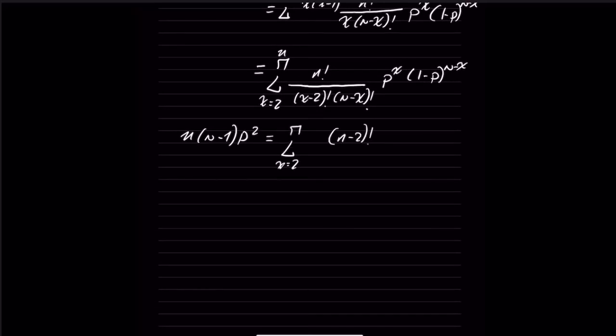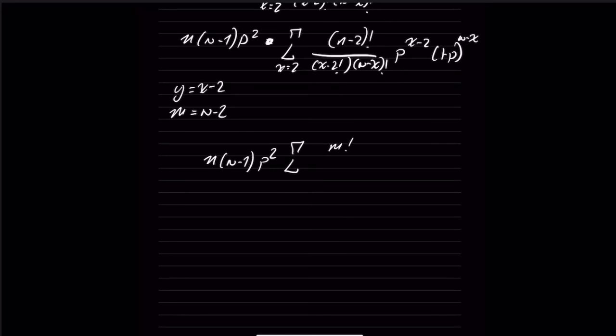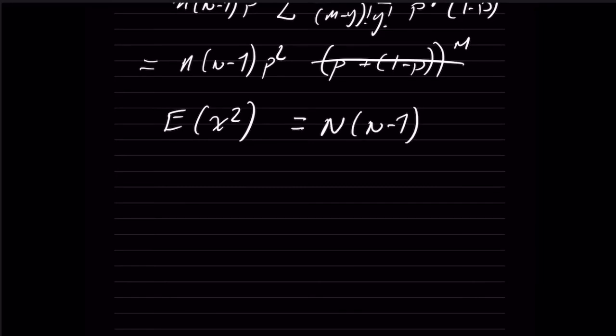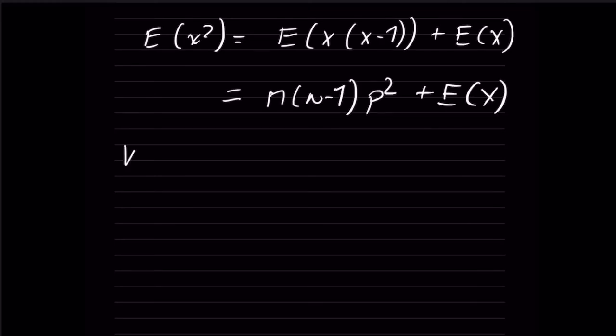Like before, we can pull out our top terms, and again we use the same trick, only this time we have to set our values a little bit differently. We set y equals x minus 2, and m equals n minus 2. And of course, like before, this value will completely cancel because it is just equal to 1. So that means E of X squared equals n minus 1 p squared.